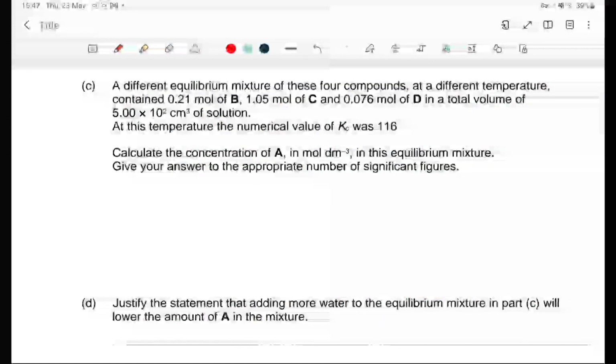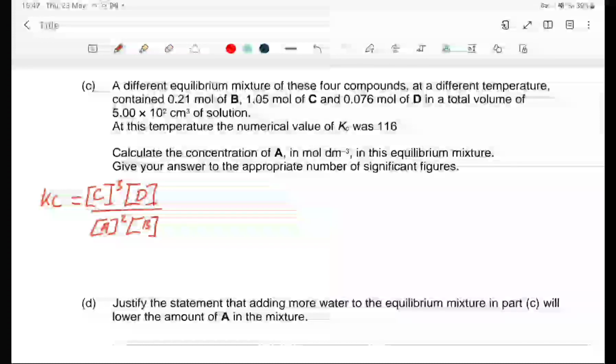In question C, we are going the opposite direction to normal. So rather than trying to calculate the Kc, we are given the Kc and we have to work out the concentration of one of our substances. In this case, we're trying to work out A, and we're given the number of moles of B, C, and D. As I have stated in previous questions, our starting point is to write the Kc expression.